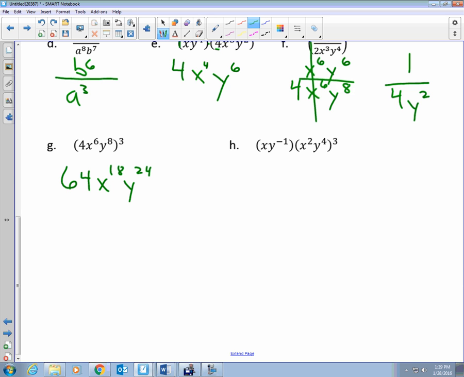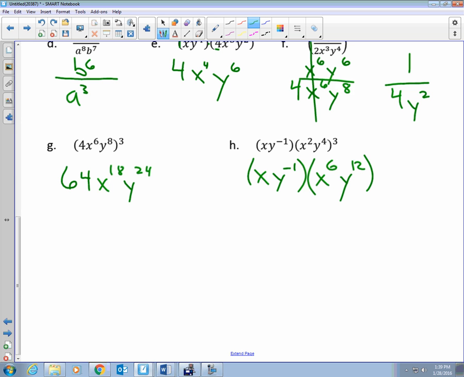Okay, h is a little bit different. You can see these all are a little bit different. I'm throwing a lot of different problems at you at once. What do I do first? Do I do the multiplication or should I do the power? Here I have to do the power first, okay? The order of operations does come into play here. It's saying to cube this beforehand. If it was cubing everything, that would be different, but it's not cubing everything. So I'm just going to go ahead and deal with this guy first. So we'll write x y to the negative 1, and then x squared y to the 4th, to the 3rd will give me x to the 6th and y to the 12th because I multiplied the exponents.